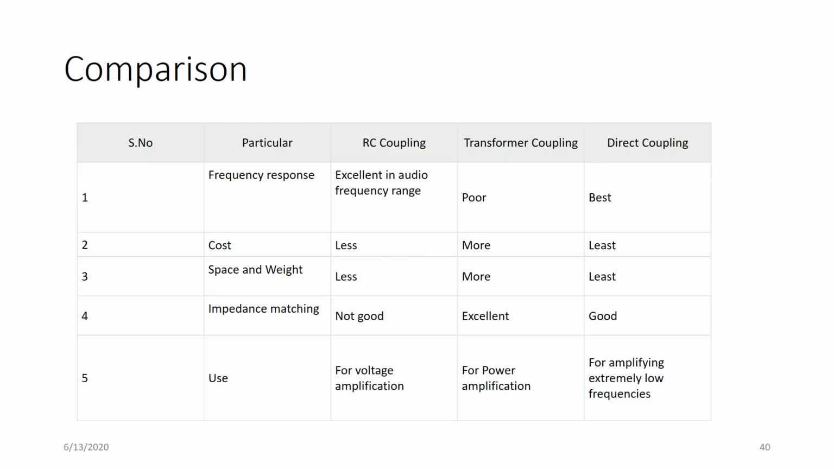Now comparison of all the three multi-stage amplifiers. So take the components: RC coupled, transformer coupled and direct coupled. Frequency response is very good in case of RC coupled amplifier, whereas in transformer coupled amplifier it is poor. Direct coupled amplifier is better than the transformer coupled amplifier.